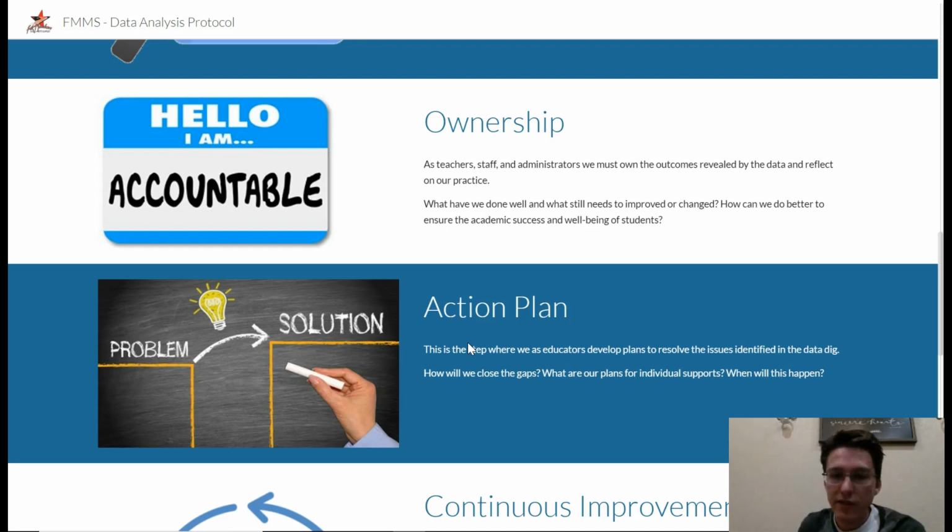Next is going to be taking ownership. As teachers, staff, and administrators, we must own the outcomes revealed by the data and reflect on our practice. I think we should look at student results as a direct result of how we've taught them, how we've supported our students, and what we have in place for them, and how we can own those results in order to be reflective and in order to make change, right?